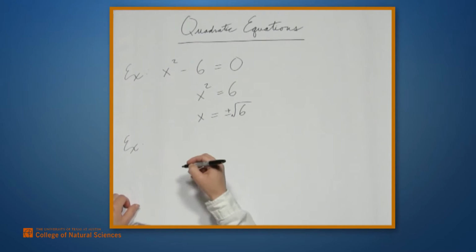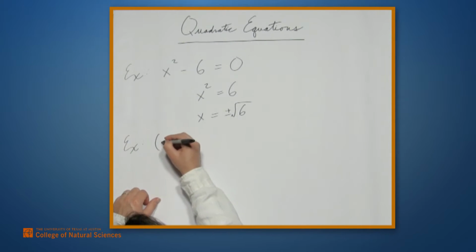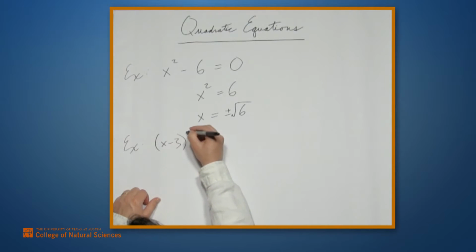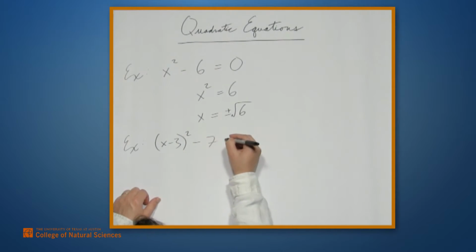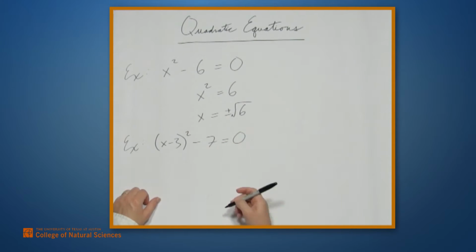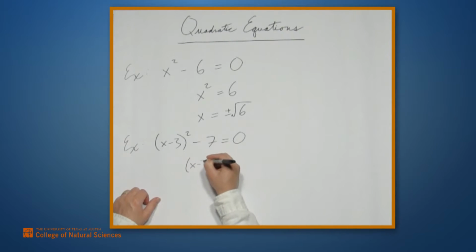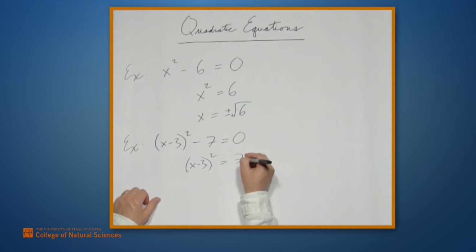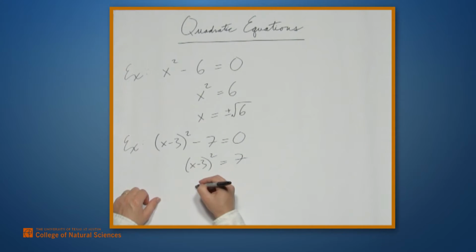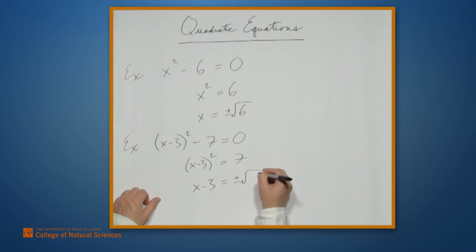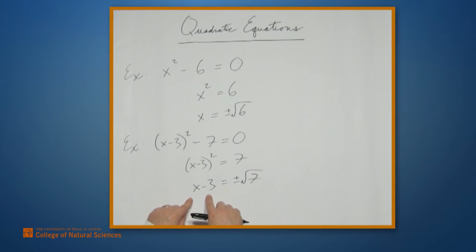Let's add one complication. Instead of just x squared, let's suppose that we have (x minus 3) squared, minus 7 equals 0. We're going to go through basically the same process. We'll move the 7 to the other side, so we get (x minus 3) squared equals 7. We take the square root of both sides. We get x minus 3 equals plus or minus the square root of 7. And now we'll also move this 3 to the other side, so we get x equals 3 plus or minus the square root of 7.